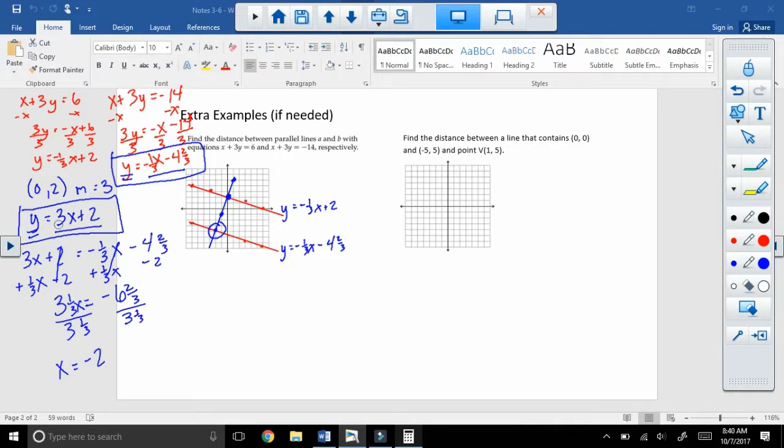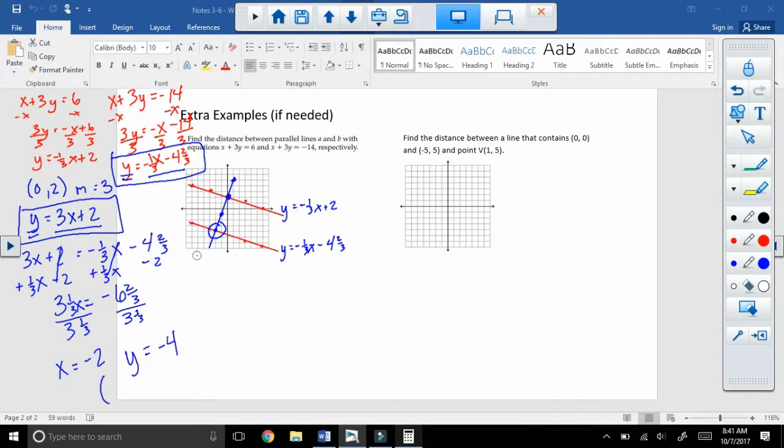When I plug that into this, I have 3 times negative 2, which is negative 6, plus 2, so y equals negative 4. So this does end up being exactly at that point, negative 2, negative 4. So even though this was kind of nasty, it worked out a little better in the end.